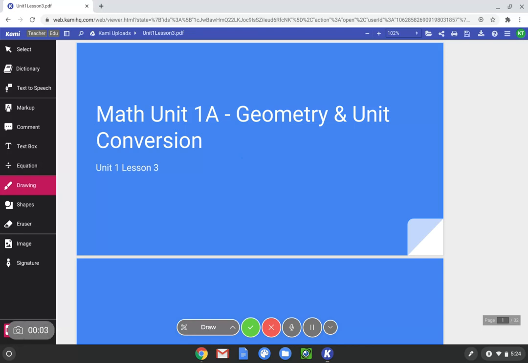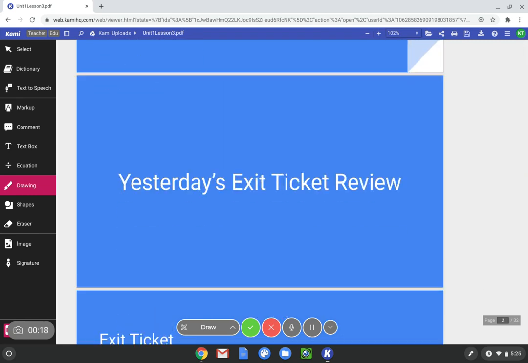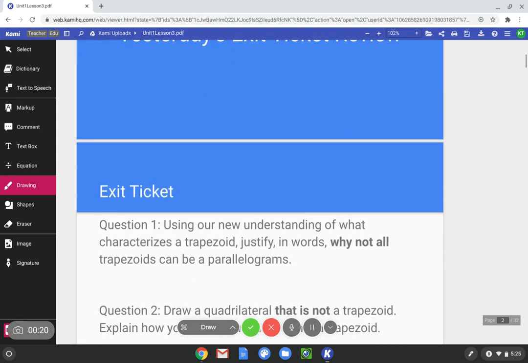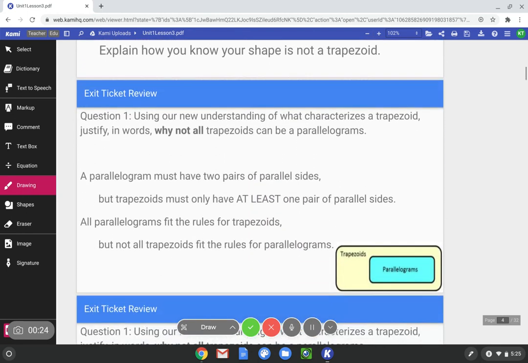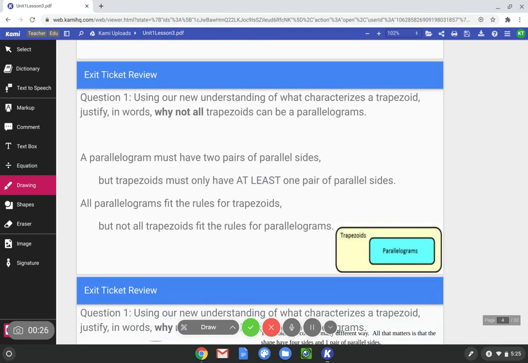Today we are continuing with Lesson 3, and this focuses on how we can use attributes to classify shapes, specifically with quadrilaterals, trapezoids, and parallelograms. Let's begin. So, what did we learn in Lesson 2? These were the main ideas that we went through in Lesson 2.